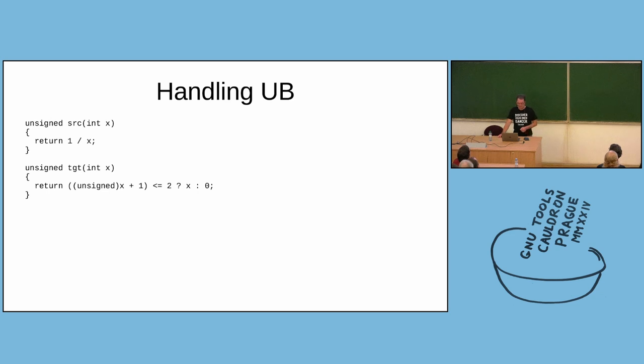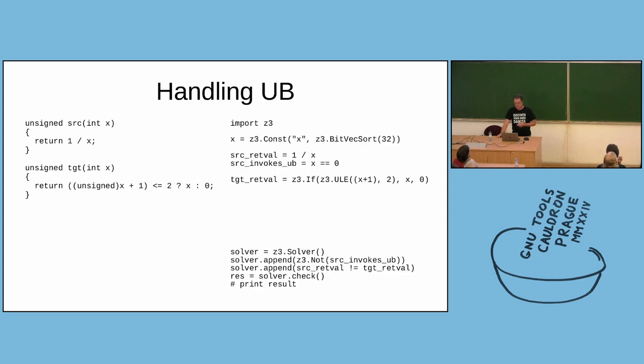Undefined behavior is handled in much the same way. If you want to verify this optimization, here we add an expression that evaluates to true if the source has undefined behavior, and we add it to our equations. So we are only interested in checking values where the behavior is defined. Undefined behavior in the source function essentially says, don't care about checking.